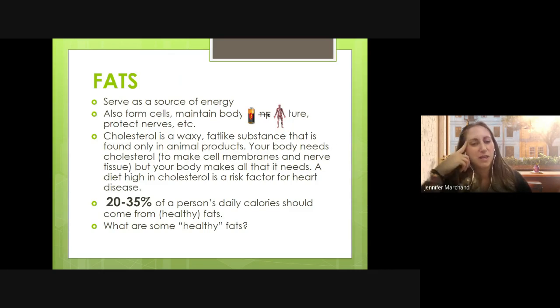A diet that's really high in cholesterol, high in fats, can create a risk for heart disease. So if you're eating a lot of fatty animals, a lot of fatty foods, things like that, you're definitely at risk for heart disease. 20 to 35% of a person's daily calories should come from healthy fats.